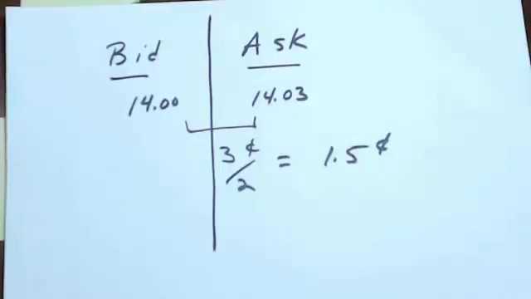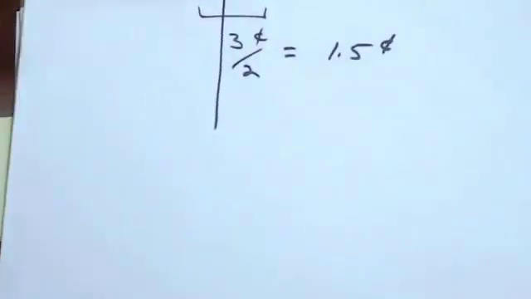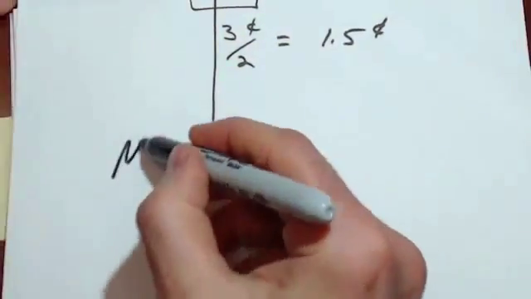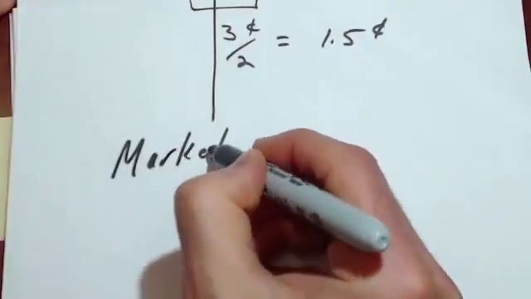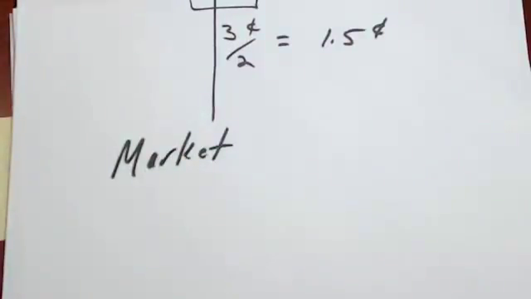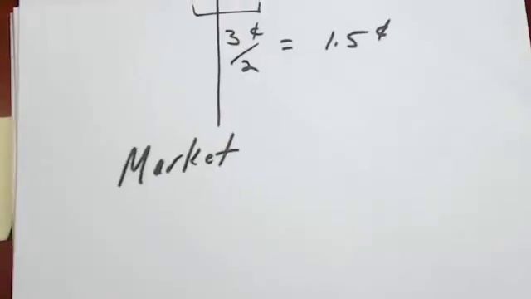The first order type we want to discuss is a market order, which is by far the most common order. That's what I initially do in StockTrack. I expect you to place market orders. So a market order is an order to buy or sell at the next best available price.